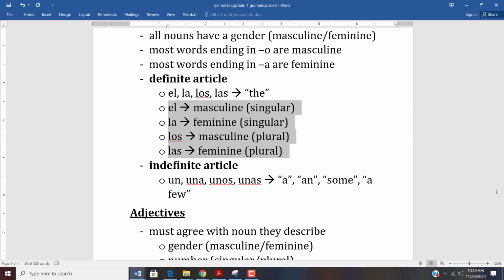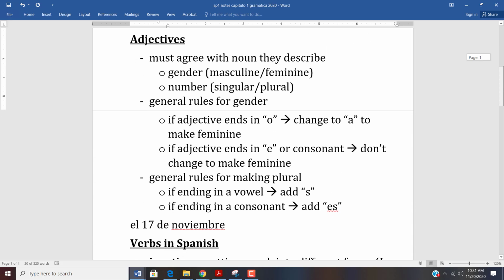Okay, now instead of el, la, los, or las in front of a noun, we could use the indefinite article, un, una, unos, or unas. The activity that you're going to do for today, though, is just about the el, la, los, and las. That'll be the first assignment that you do. And you look at the word to determine whether it's going to be an el, la, los, or las.